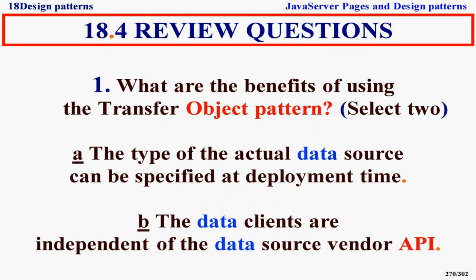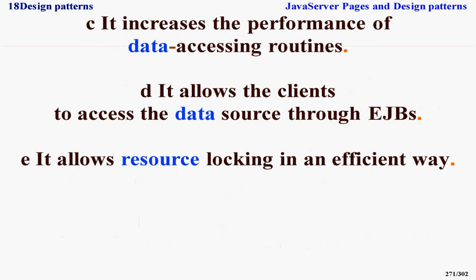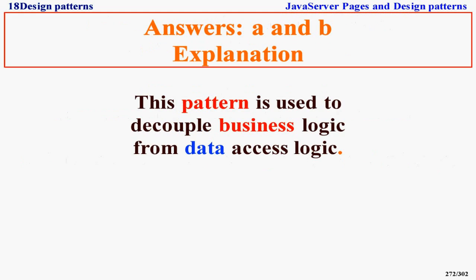What are the benefits of using the transfer object pattern? Select 2. A. The type of the actual data source can be specified at deployment time. B. The data clients are independent of the data source vendor API. C. It increases the performance of data accessing routines. D. It allows the clients to access the data source through EJBs. E. It allows resource locking in an efficient way. Answers: A and B. Explanation.